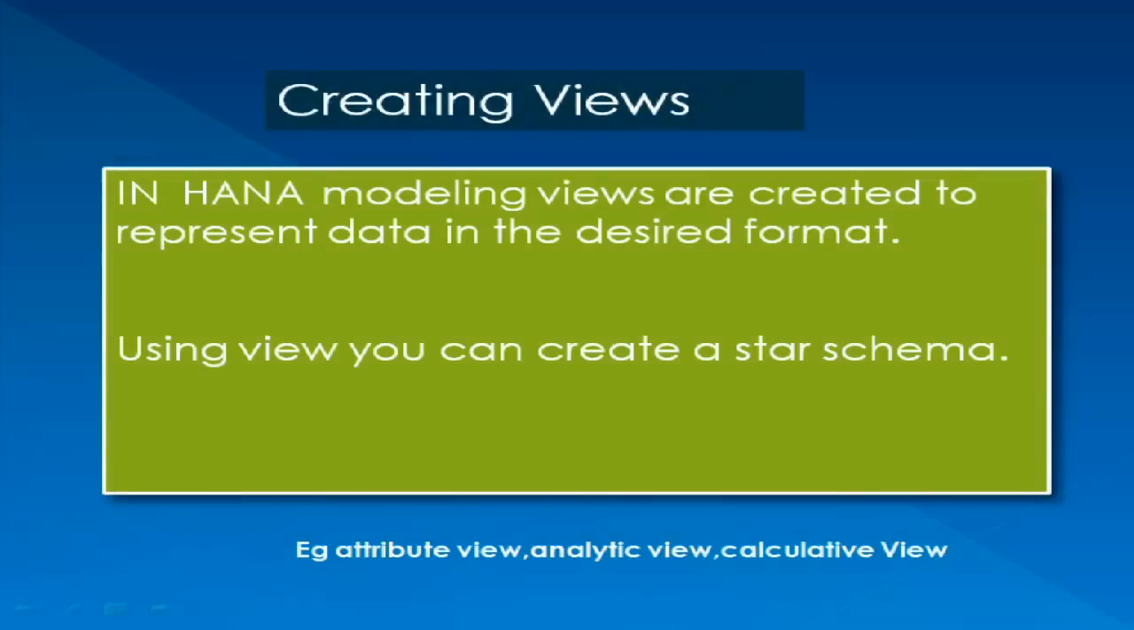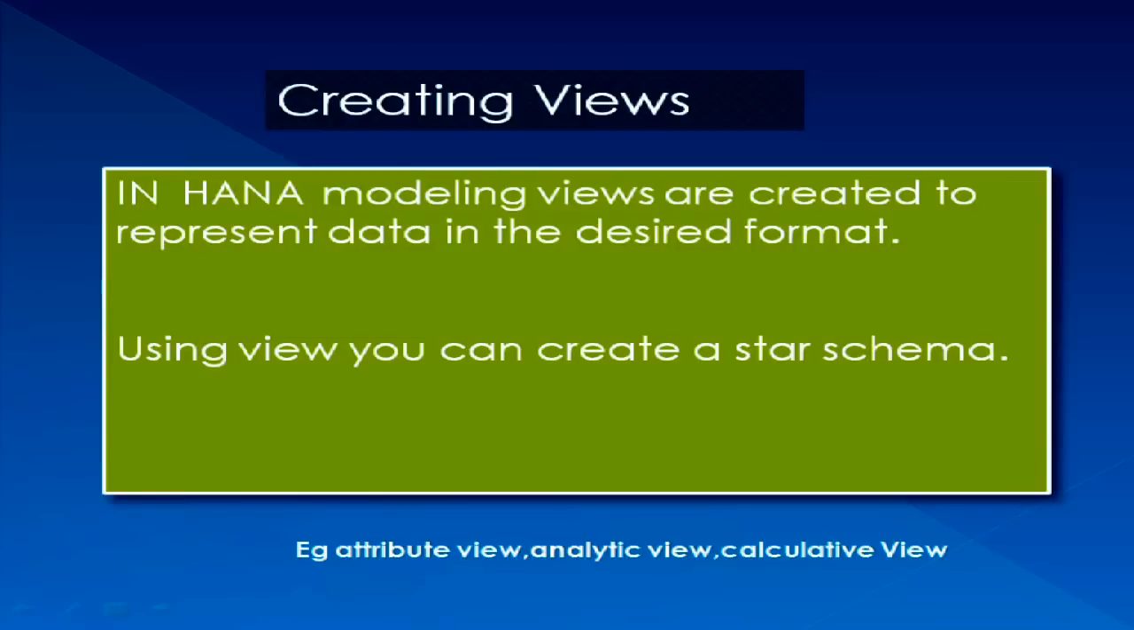What do we do to represent data? HANA calls them views. Creating views is nothing but representing data in the desired format. And using views, you can create the star schema. So you're going to be creating the star schema as a view. The different types of views are attribute view, analytic view, and calculation view. Right here we see that HANA is a database, and HANA Studio is used for creating views.